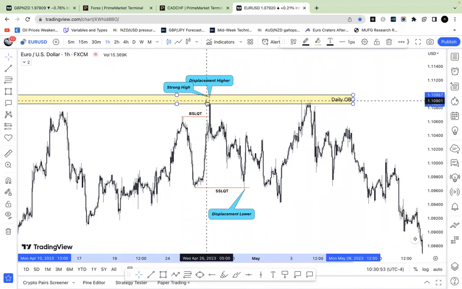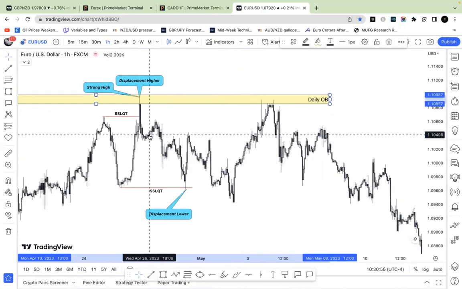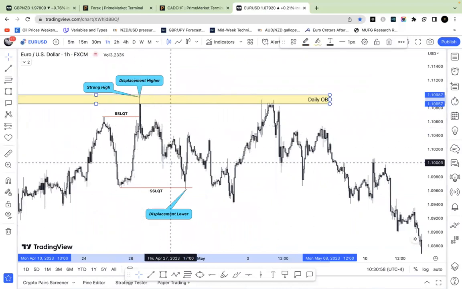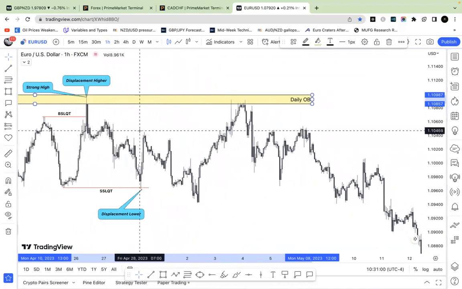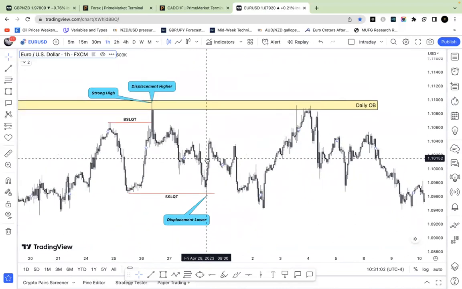And you had price falling down. Now you could get in at any time. You can get in at the respect of this order block. You can get in at the, I prefer some type of short-term high taken. And that brings me to liquidity number two.